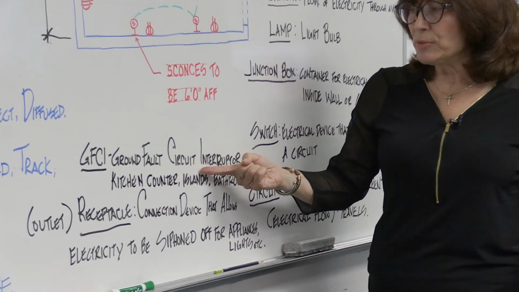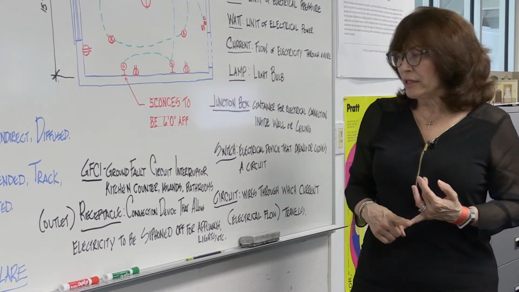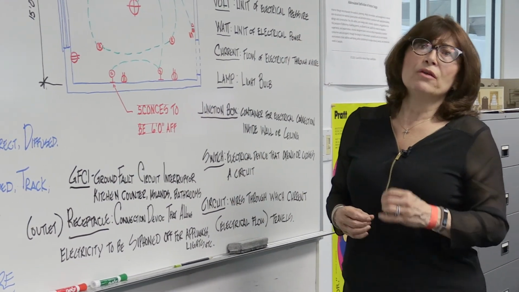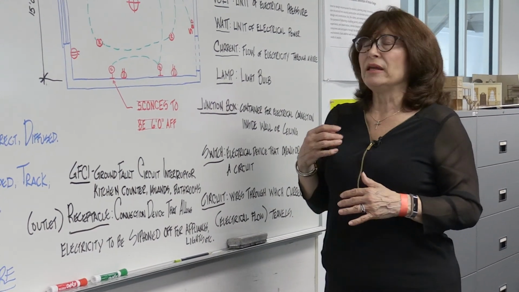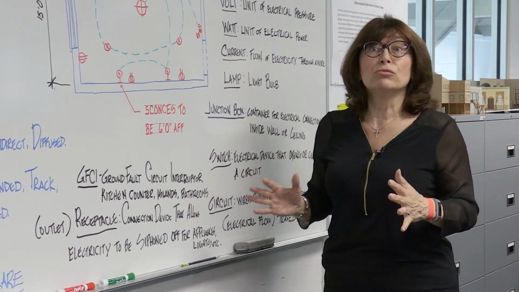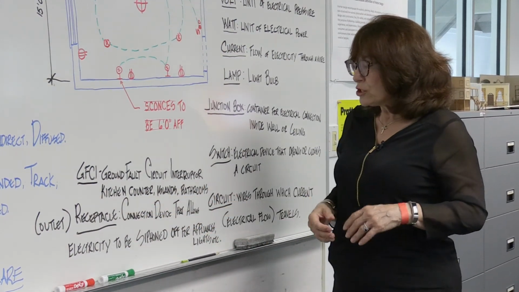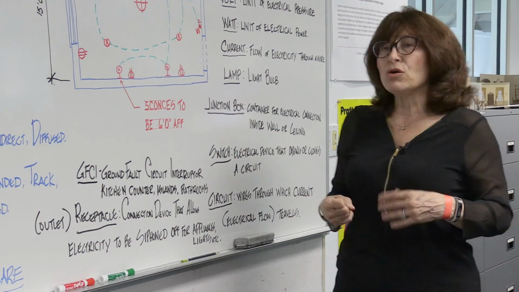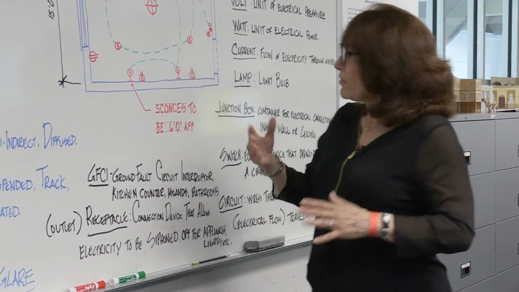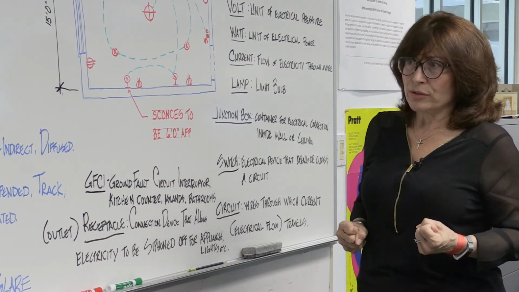Ground fault circuit interrupter, okay, that is a particular type of outlet that is used at kitchen counters, islands, and bathrooms, and that disconnects the circuit faster, so that if water were to get in the outlet, it trips so that it disconnects it so you don't get electrocuted. A receptacle is an actual outlet. That's a connection device that allows electricity to be siphoned off for appliances or lights or lamps. This is a little bit of vocabulary just to give you a little bit of background on electricity.